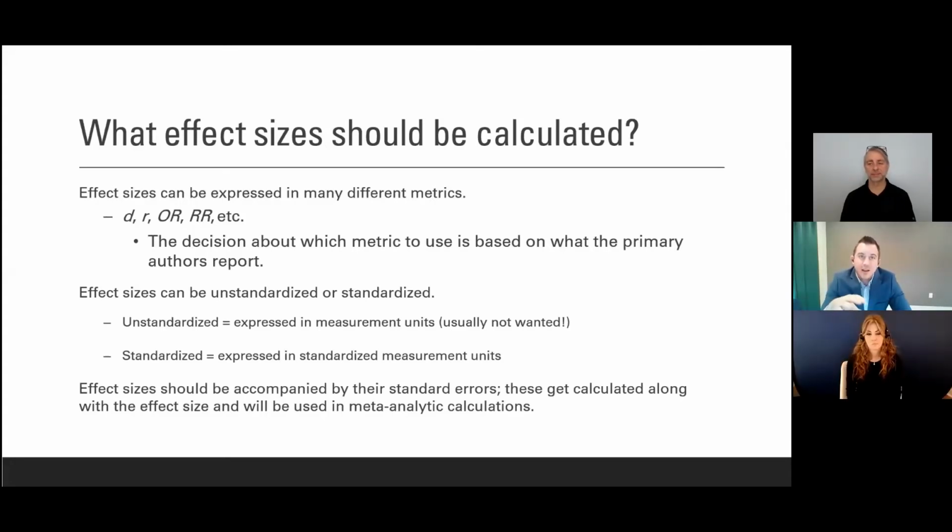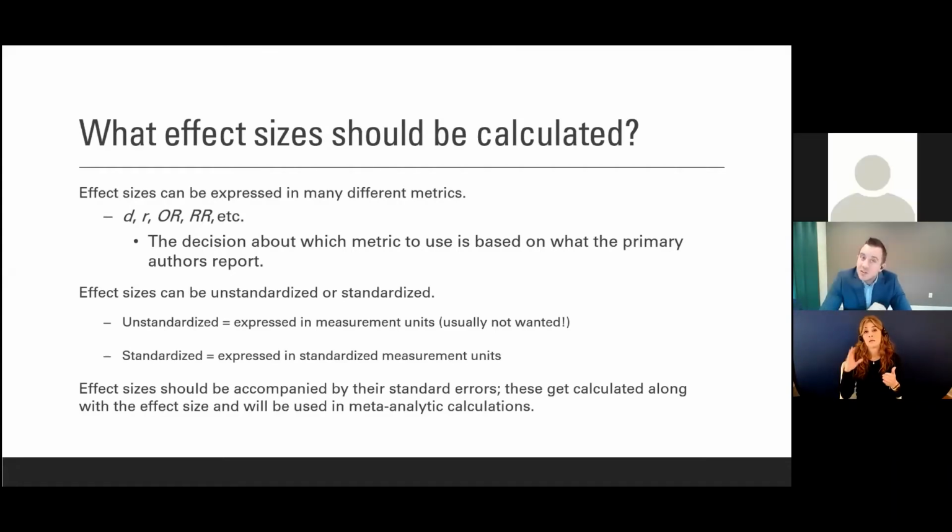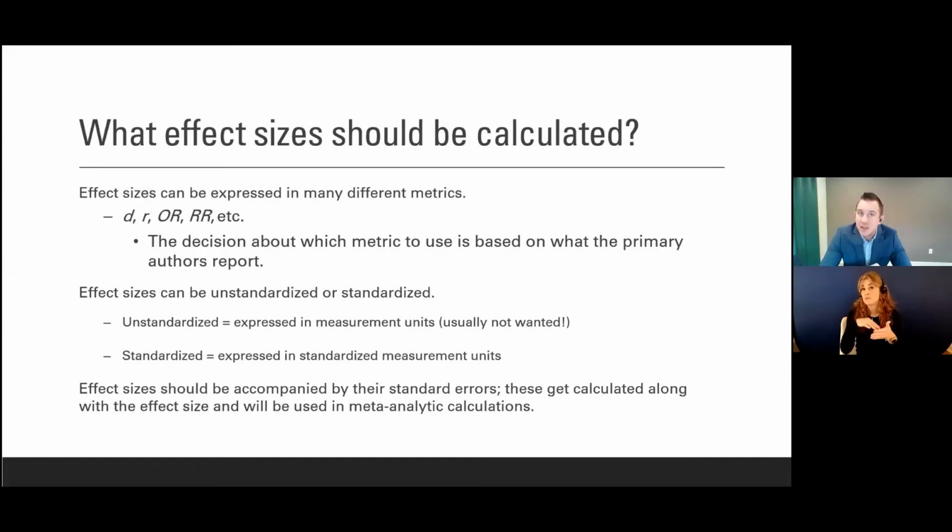So that's the key. If you take nothing else away from this talk today, it's that in order to do a meta-analysis, for every single study you have to be able to estimate an effect size and a standard error. Those effect sizes will vary based on what information the authors report, whether it's a D, an R, or an odds ratio. That's what we're going to talk about today: how do you estimate those various types of effect sizes in order for those studies to be included in a meta-analysis?